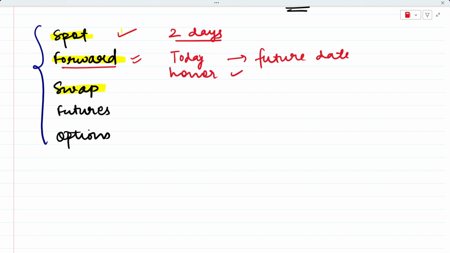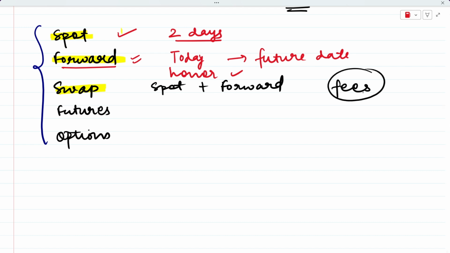Then we talked about swap. What is swap? We do spot and forward in one single bundle itself. That was swap. Banks do this mostly to save on the fees. They don't want to pay brokerage twice, so they do swap deals.